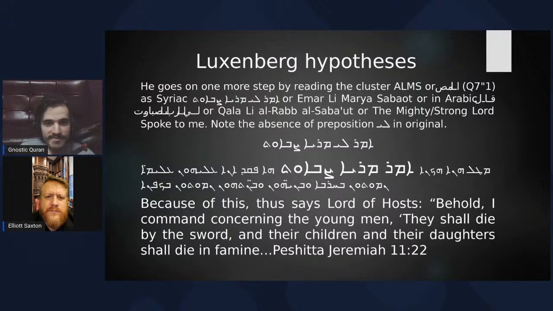Also, he states that the Alif Mim Sad combination probably came from Emarli Maria Sabaut. It's very similar to the first one, but with the addition of the Syriac letter Tzadi, which stands for Sabaut, similar to Qala li Rabb Sabaut in Arabic: the mighty or strong Lord spoke to me. And this is like the Marcion Old Testament evil creator speaking here. Like, they shall die by the sword, and their sons and their daughters shall die in famine. And you can find it in Jeremiah.